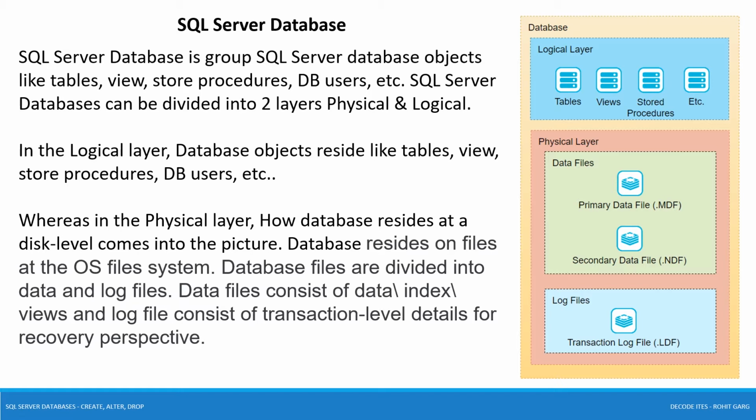This is the pictorial representation of database layers and what exactly a database consists of. We can see a database has two layers, logical and physical, and in the logical layer we have objects like tables, views, stored procedures, functions, and multiple other things. In the physical layer, we can see a database has two types of files, data files and log files. Data files can be of two types, primary and secondary, whereas a log file is only of one type, although you can have multiple log and secondary data files in a database.